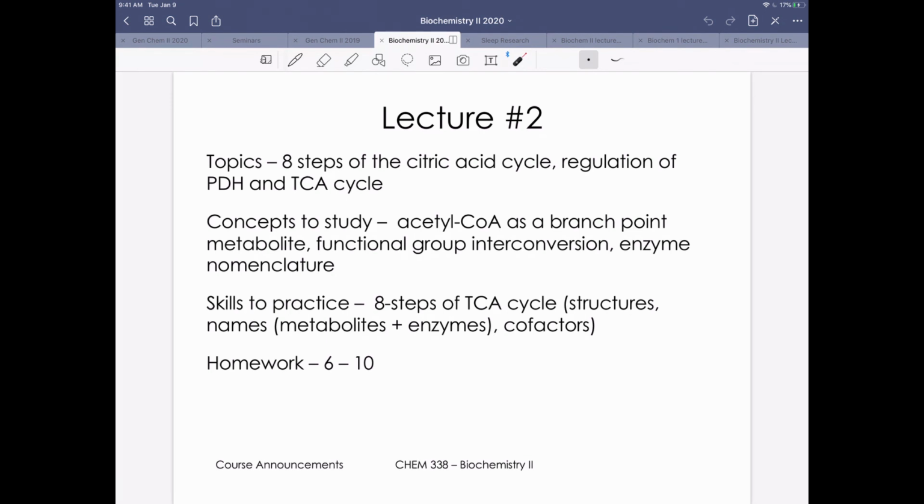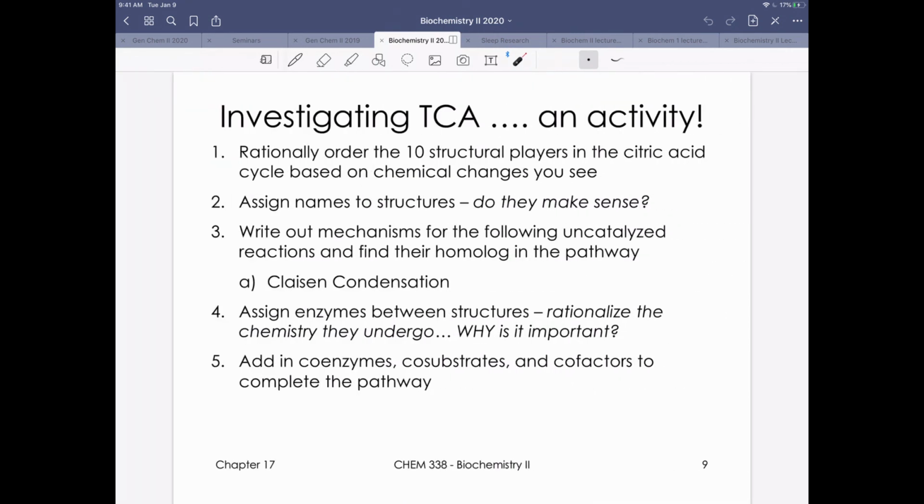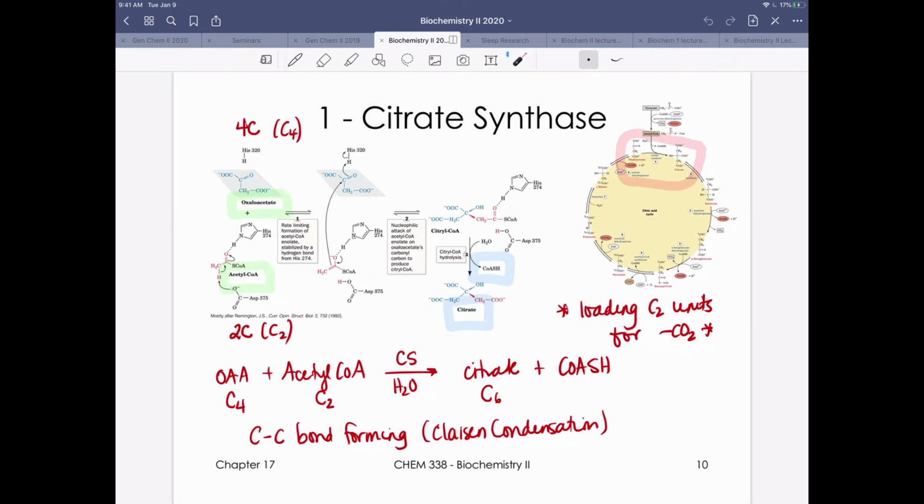All right, so that was pyruvate dehydrogenase after an introduction and a 30,000-foot view to the citric acid cycle. So now we're going to move on to very similar to what we did with glycolysis, really taking a deep dive at the structures and the functional group changes that happen within the citric acid cycle.